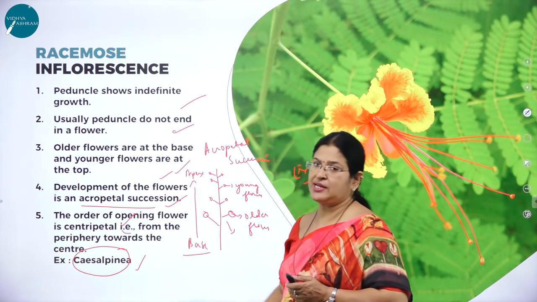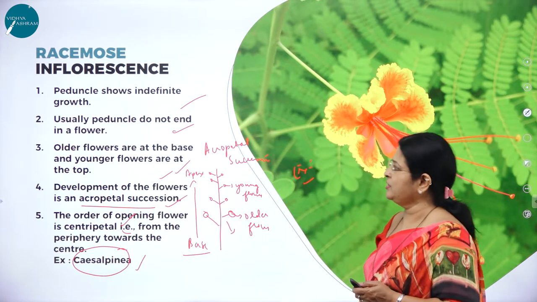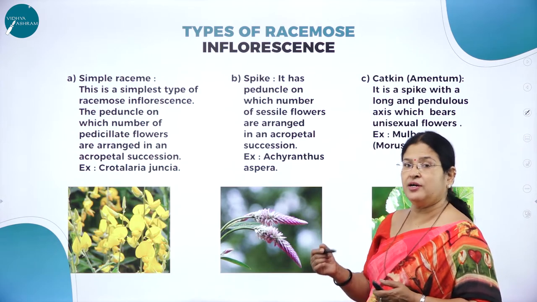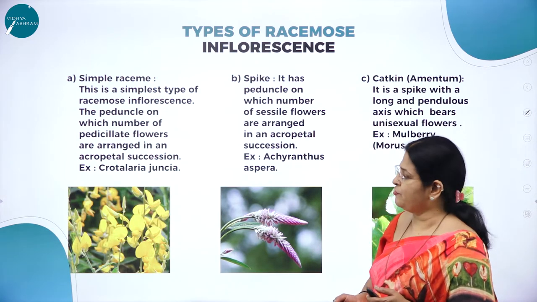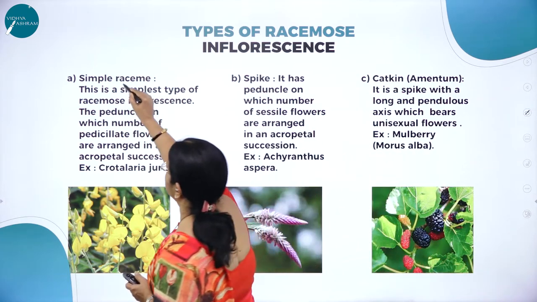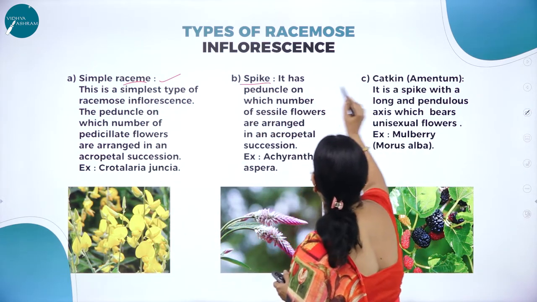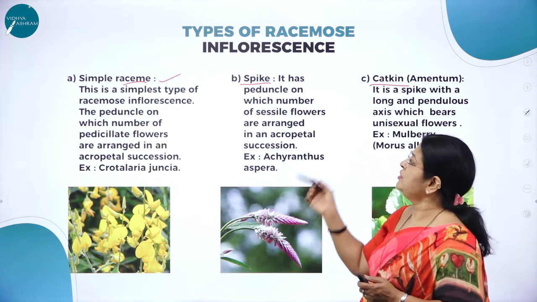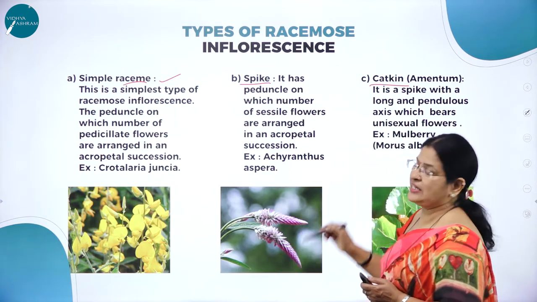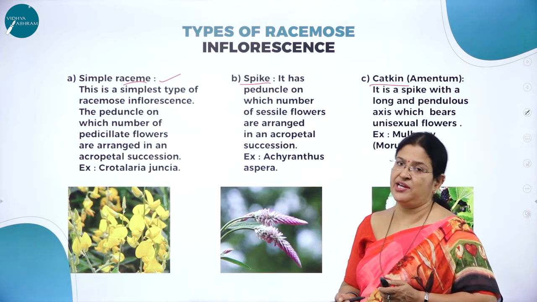Then the example you can give is Caesalpinia. Now let us study the types of racemose inflorescence. There are different types of racemose inflorescence, like simple raceme, spike, catkin, and even spadix also. Simple raceme, spike, then catkin and spadix. Now let us study one by one.